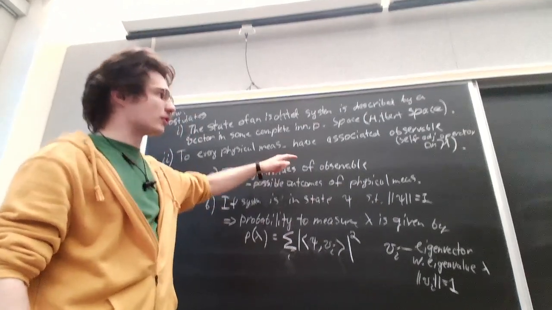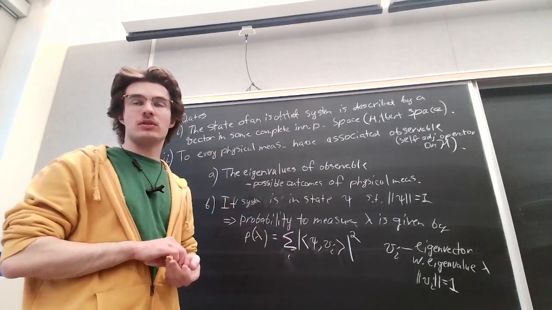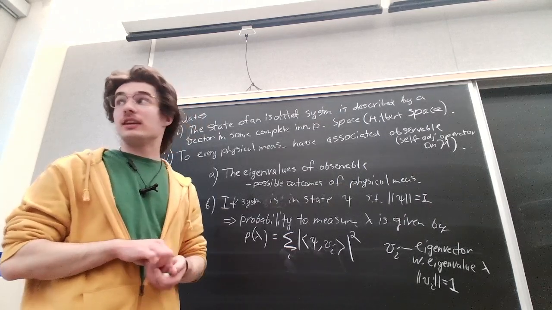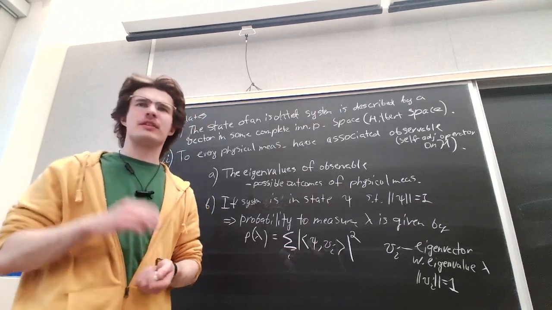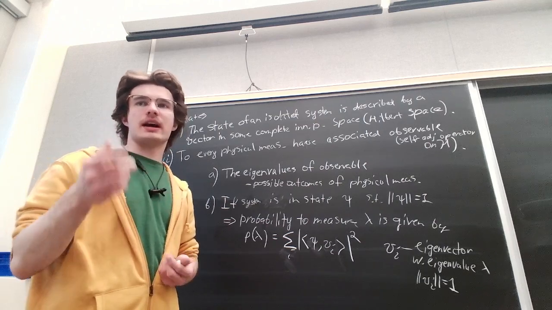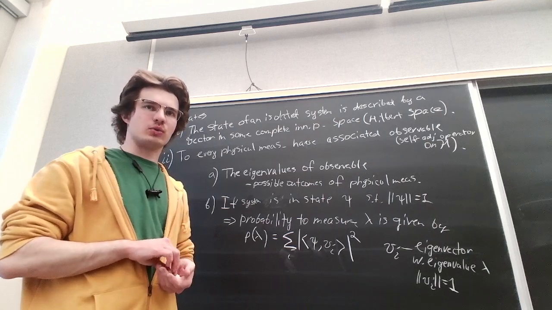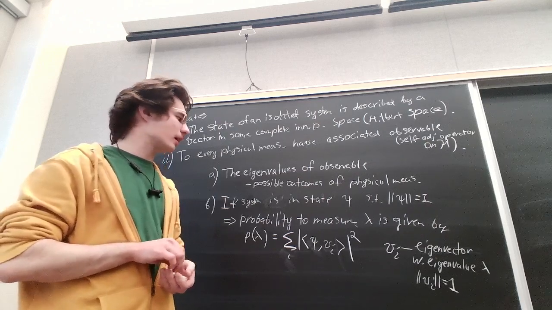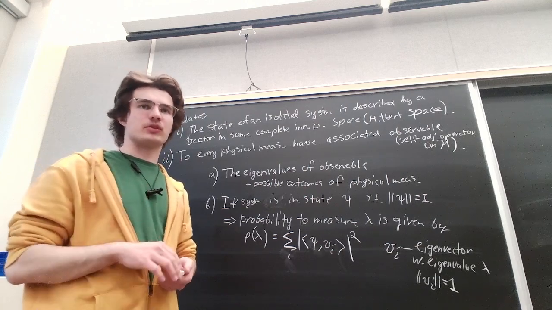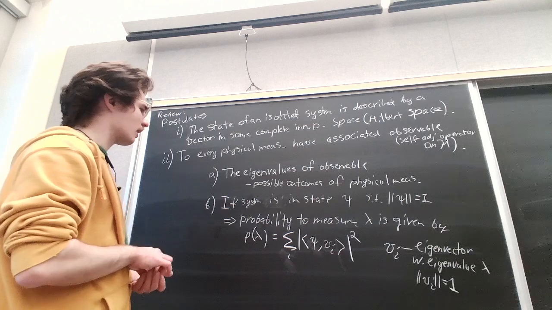Because the observable is self-adjoint, and in one of the problem sets, the suggested exercises, you showed that if you have a self-adjoint operator and it has two distinct eigenvectors that aren't just scalar multiples of each other, then they have to be orthogonal to each other. Okay? Good.